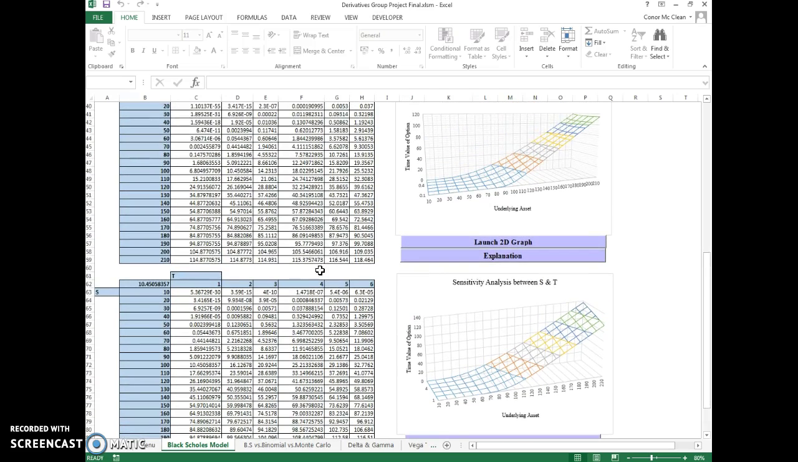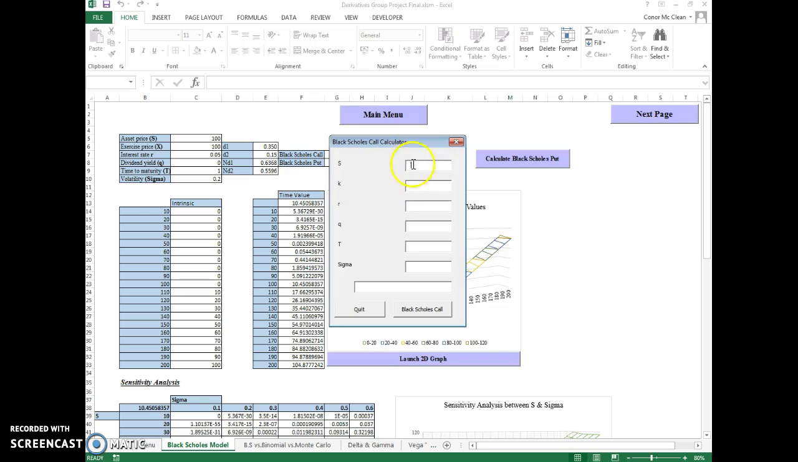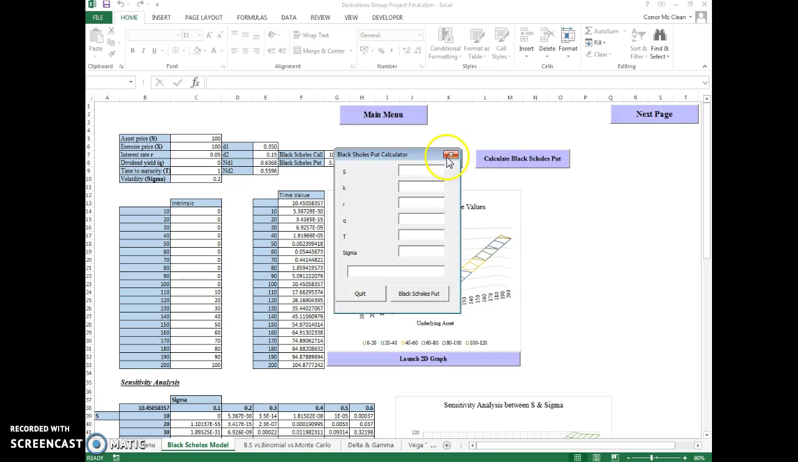The diagrams show that the results are quite similar, where changing these inputs has a positive effect on the time value of the option. We also made calculators for a call and a put, which can be seen here. So any parameter inputs can be put into this and it will calculate the results.